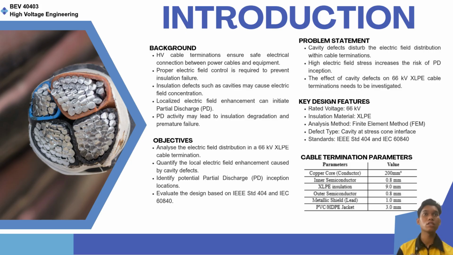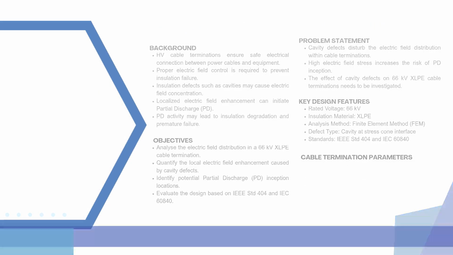We move to the last part, the cable termination parameters. The cable model consists of a 200 mm squared conductor, XLPE insulation, semiconductor layer, a metallic shield, and outer jacket. A cavity defect is introduced at the stress cone interface and analyzed using FEMM. The design is based on IEEE Std 404 and IEC 60840 standards for high voltage cable accessories.